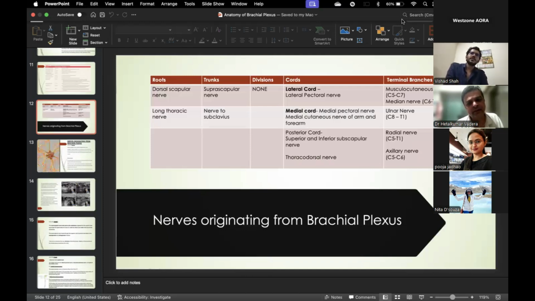At the elbow, where does it lie? It lies medial to the artery or lateral to the artery, brachial artery? Medial to the brachial artery, sir. Medial to the brachial artery, right? So either you can block it at the level of the elbow or at the level of the mid forearm. Ulnar nerve, where will you block the ulnar nerve?